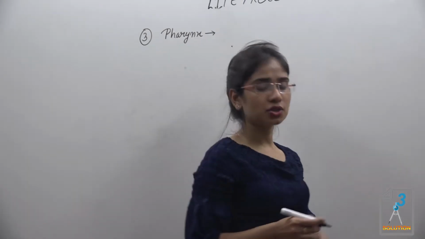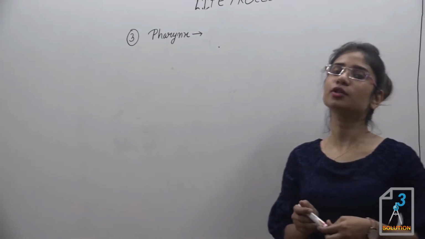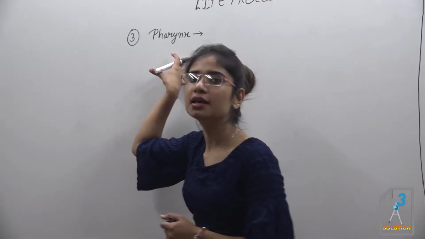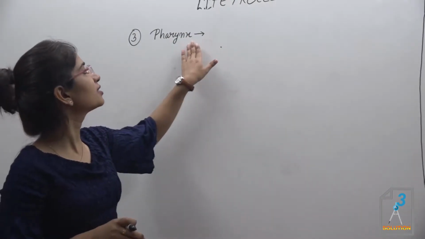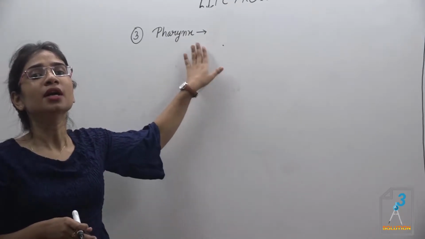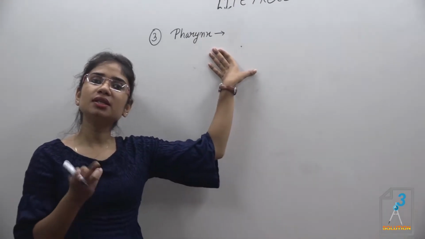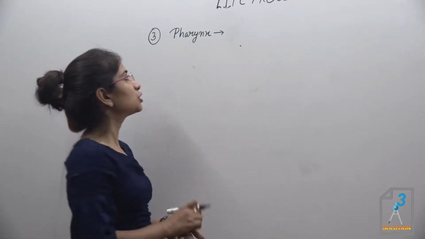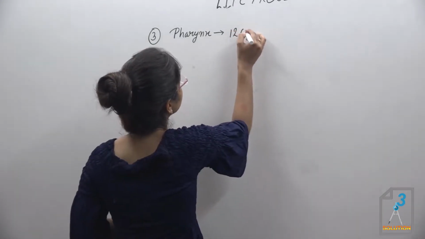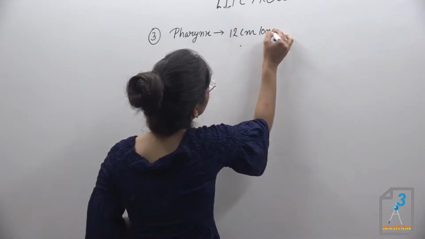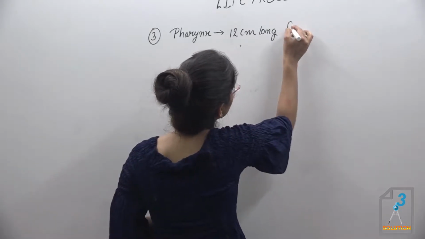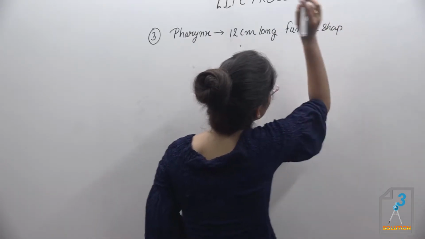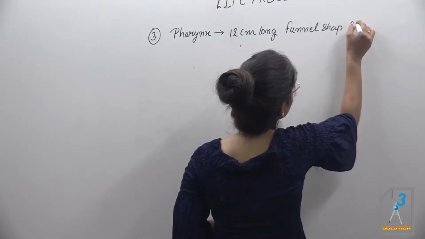So the next part during studying the digestion in human beings, we have the pharynx just after the mouth and the buccal cavity. The pharynx is important because it is involved in the respiratory system as well as in the digestive system. Yes, it is a 12 centimeter long funnel shaped structure.